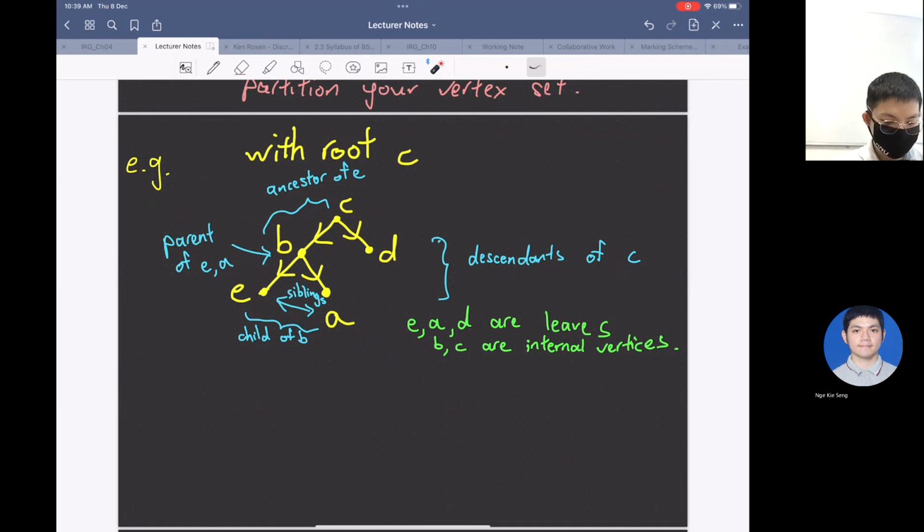And then ancestor is all the way from the root to you. All the vertices in the path from the root to the vertex. So the ancestors of E are all the vertices from the root to E. Siblings have the same parents. B is the parent of E and A. And then the descendants of C are all the vertices that have C as an ancestor.